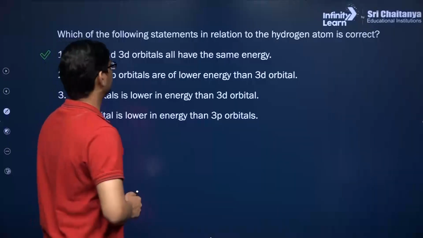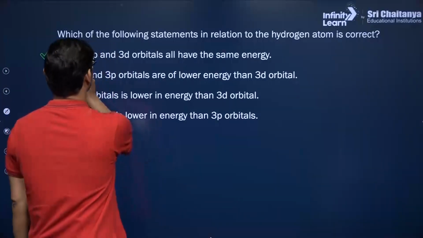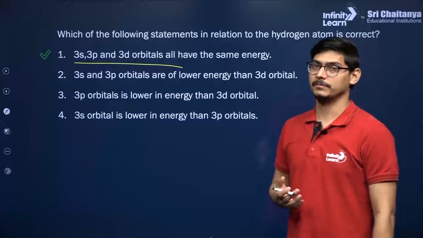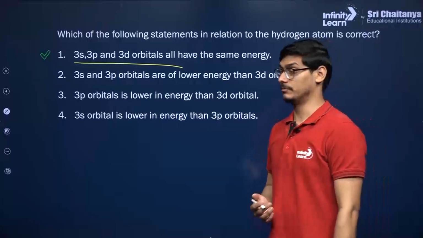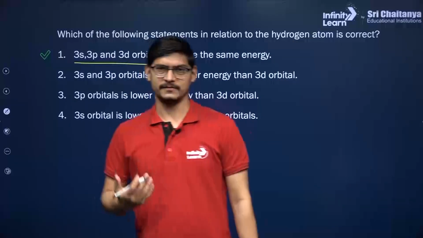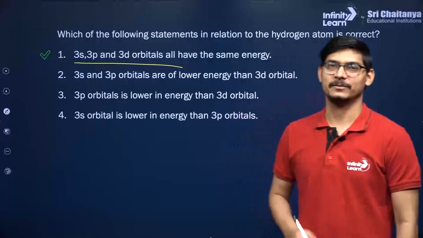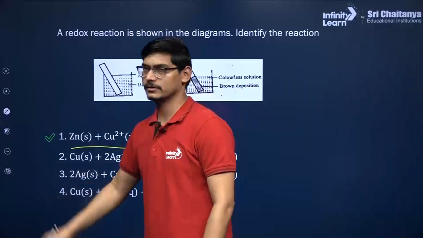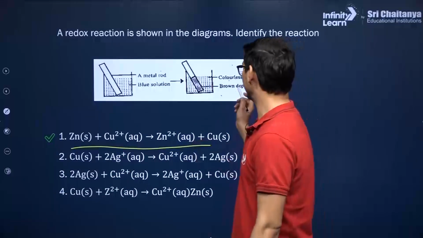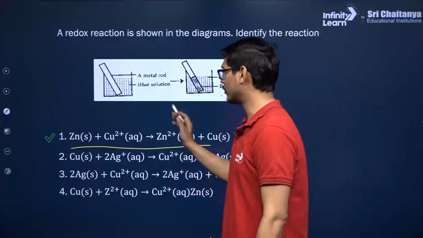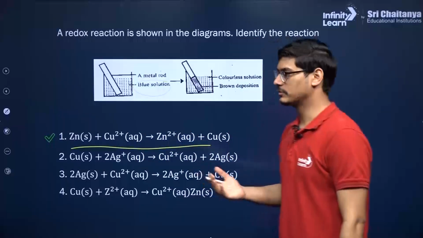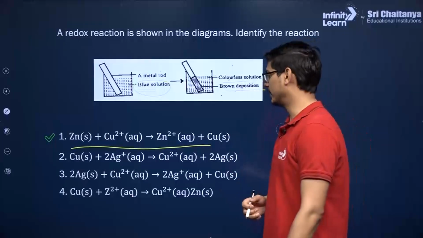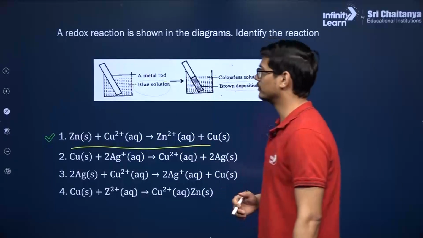Here, which statement in relation to hydrogen atom is correct? Yes guys, for a one electron system, energy of an electron depends only on the value of principal quantum number. So 3s, 3p, 3d, they all have the same value of n, that is 3, so they all will have the same energy. In this redox reaction, of course, this is a very common question, right? So zinc is more reactive than copper, so it reduces copper; copper sulfate is a blue solution. It turns to a brown deposition of copper, and then zinc sulfate is colorless, so that is a colorless solution.